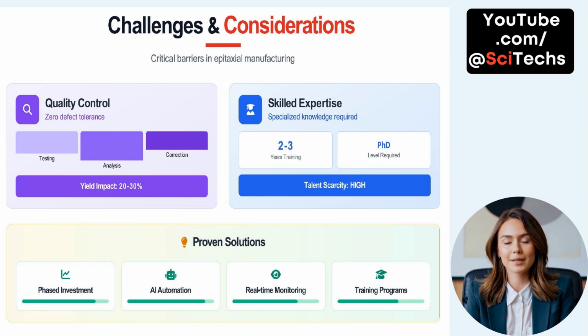On the other hand, the process requires deep scientific understanding and practical expertise. Most roles demand 2 to 3 years of specialized training, and in many cases, a PhD-level education is required. Unfortunately, this leads to high talent scarcity in the field. To address these challenges, proven solutions include phased investment strategies, the use of AI automation for better accuracy, real-time monitoring to catch issues early, and robust training programs to build and maintain expert-level capabilities.